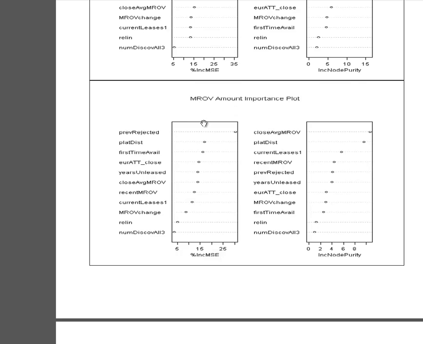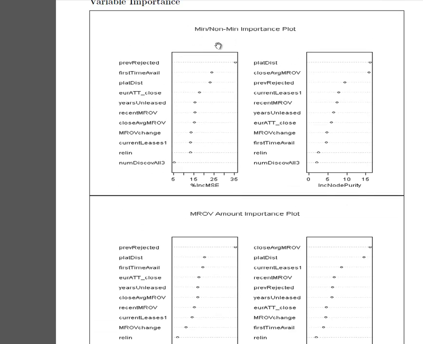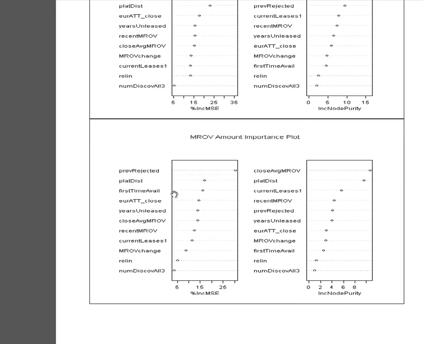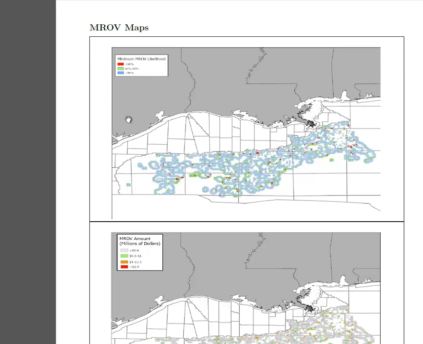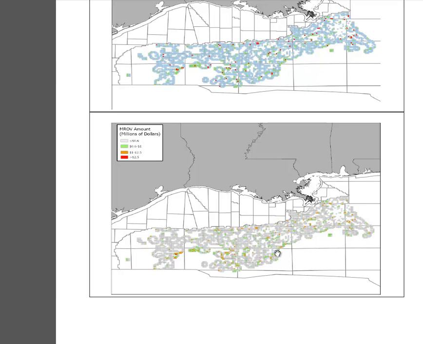And then same thing. So this was the probability of receiving minimum MRV, and this would then be for the MRV amount. And you can see being previously rejected is a pretty high factor there. And then same thing, the close average MRV area is also important. The output is very similar to the bid no bid. This is going to be a map where the red are blocks that are very unlikely to be minimum, and the blue are likely to be minimum. So the majority of blocks are likely to be minimum MRVs. And also for the MRV amount, the gray is low MRVs and the red is high MRVs.